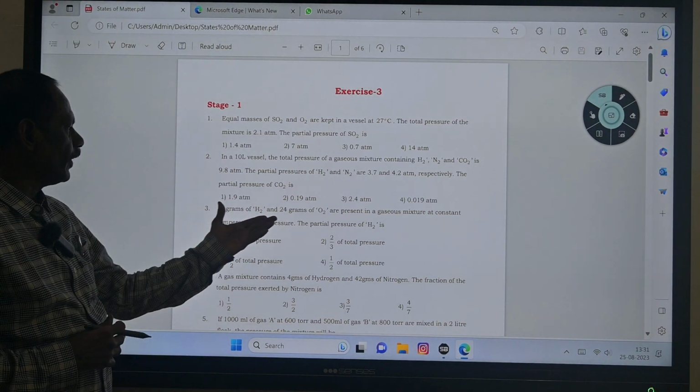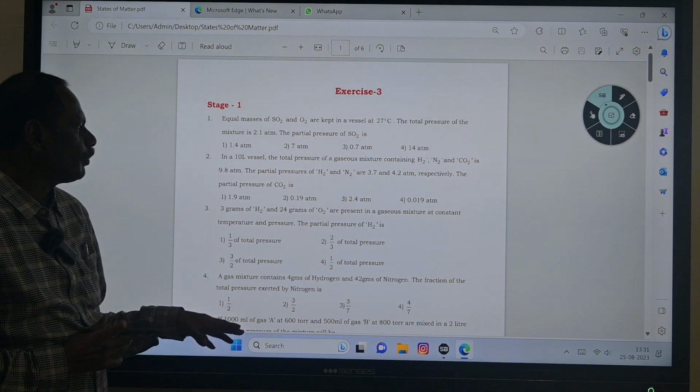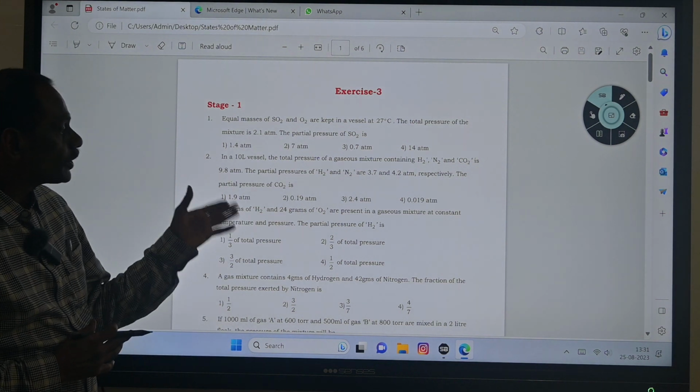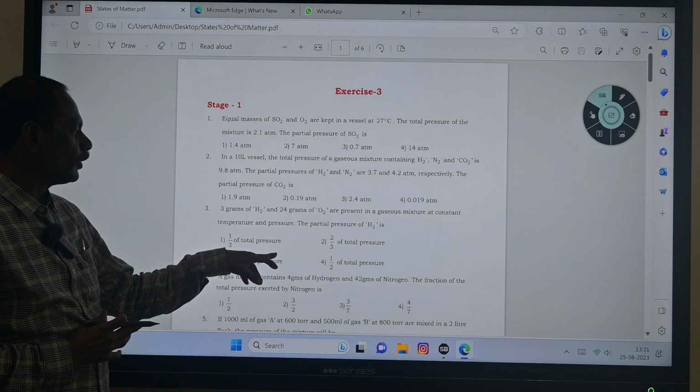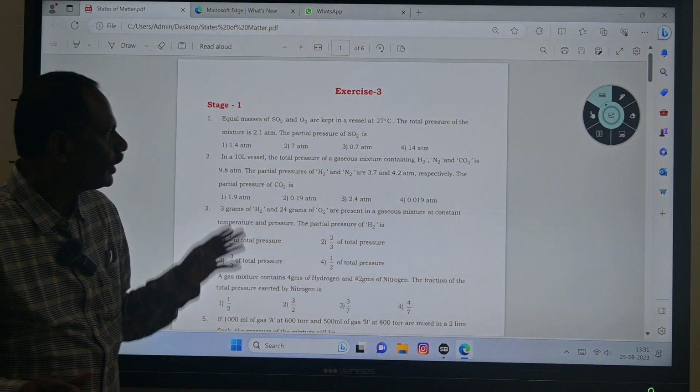Okay, 3 grams of hydrogen and 24 grams of oxygen are present in a gas mixture at a constant temperature and pressure. The partial pressure of hydrogen is 1/3 of the total pressure, 2/3 of the total pressure, 3/2 of the total pressure, like that.